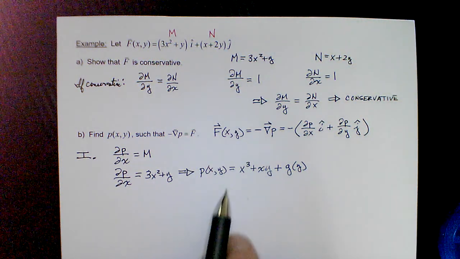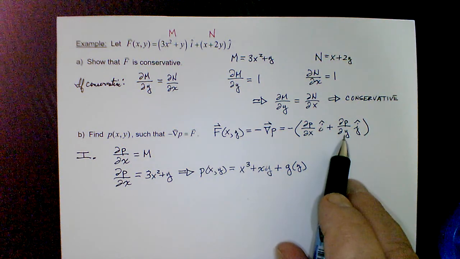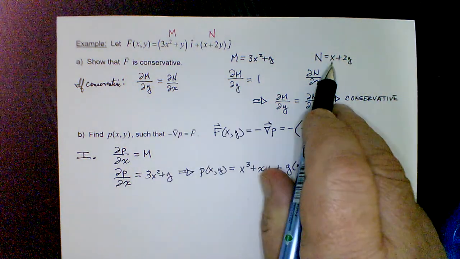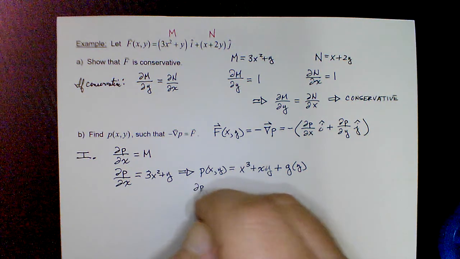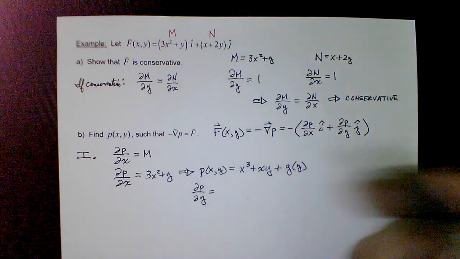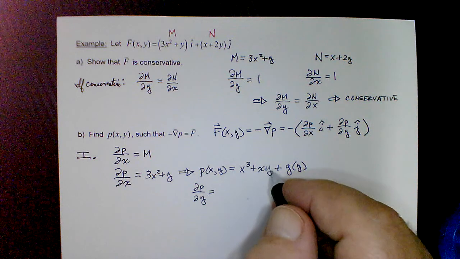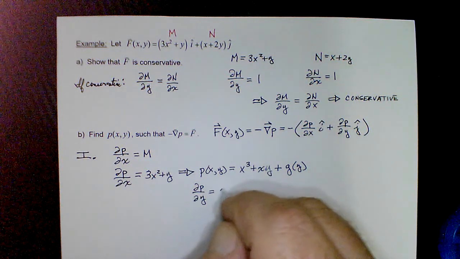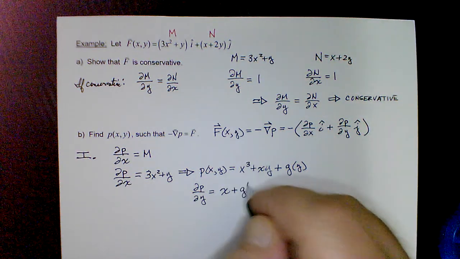Okay, so then the second thing is to impose the condition that the partial of p with respect to y must be equal to n. So therefore, at this point, we'll take the partial of p with respect to y. Okay, the derivative of x cubed would be 0 because x is a constant. Derivative of xy, x is a constant. Derivative of y is 1, so we just get x. And then plus, in general, the derivative of g of y would be g prime of y.